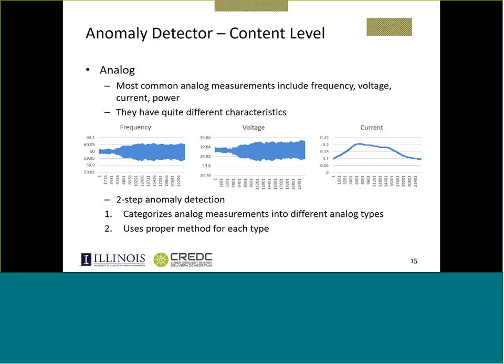But for the current, it's not. But we can expect the current to follow similar diurnal patterns throughout multiple days. So based on the different characteristics, we apply a two-step anomaly detection method to analog measurement types. In step 1, we characterize analog measurements into different analog types, for example frequency, voltage, and so on. In the second step, we use a proper method for each type.